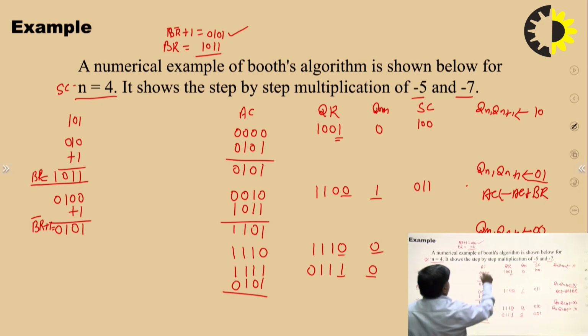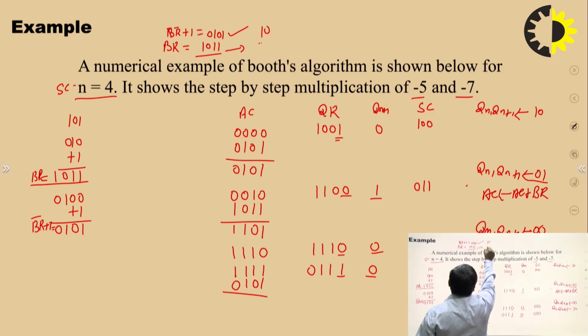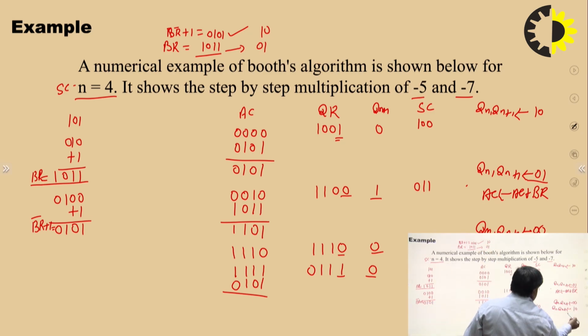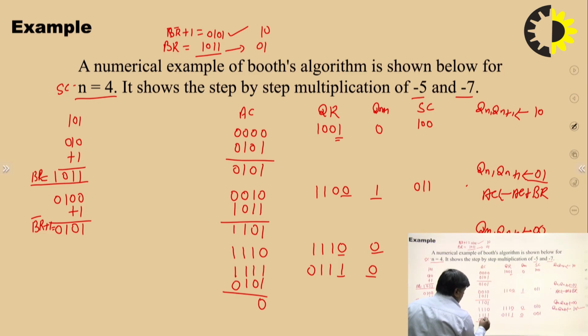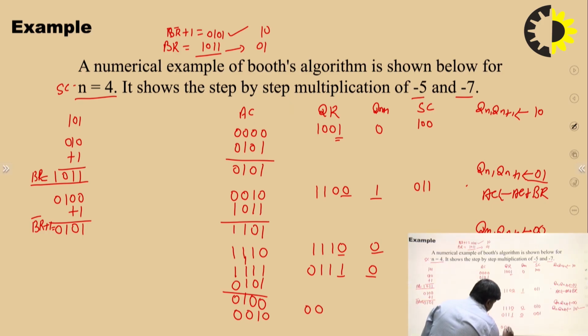This for the 1, 0 or this for the 0, 1. Now here is a 1, 0, then we add this one: 1, 1, 0, 1, 1, 0, 1, 1, 1, 0, 1, 1, 1, 0, and carry bit or discard, and then shift AC and QR. Now here is a 0, 0, 1, 0. Here is a 0, 0, 1, 1. Here is a 1. And SC is equal to SC minus 1, that is 0, 0, 0.